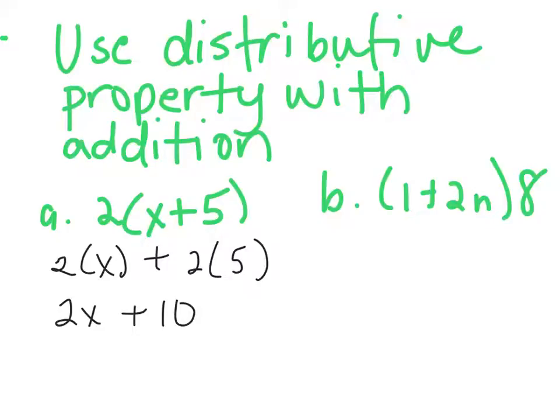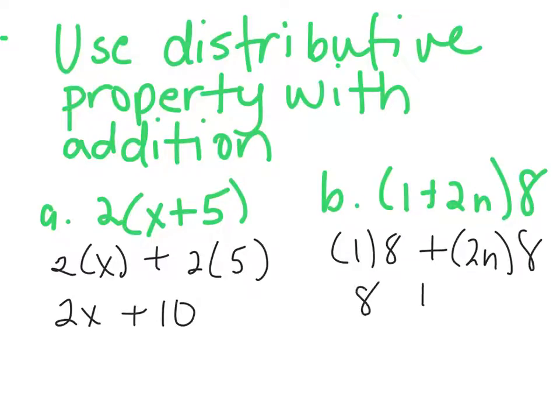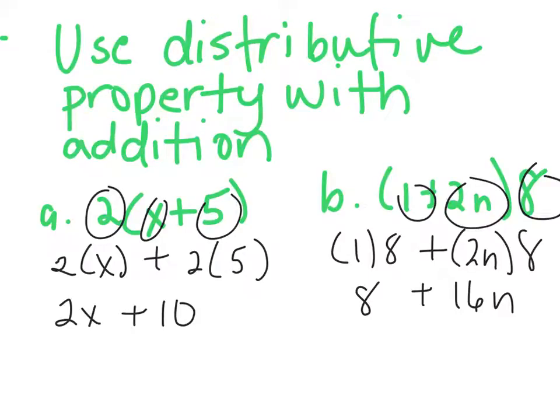Over here on the B side, we want to distribute the number 8. So we would have 1 times 8 plus 2n times 8. Then we're going to multiply, and we would end up with 8 plus 16n. So in this case, we used the distributive property with addition. We distributed the number, in this case the 2 and the 8, to each term, in this case the x, the 5, the 1, and the 2n, and then we multiplied out.